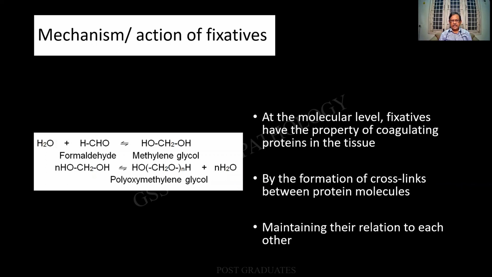These are the various mechanisms already mentioned, but then we will again touch upon it. At the molecular level, the fixatives have the property of coagulating the proteins by formation of cross-links between the protein molecules and by maintaining the relationship to each other. After all, that is the definition of a fixative, in as lifelike a manner as possible.